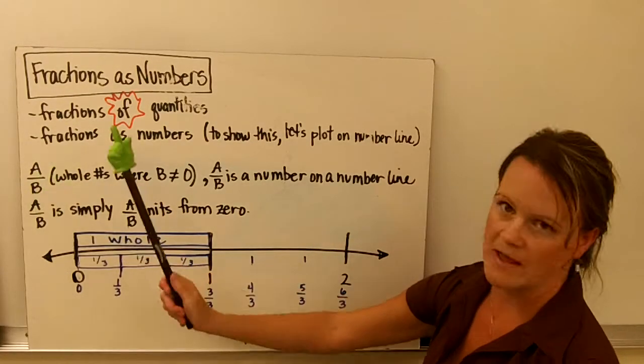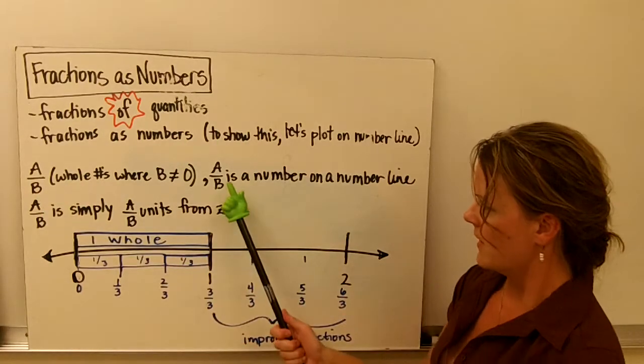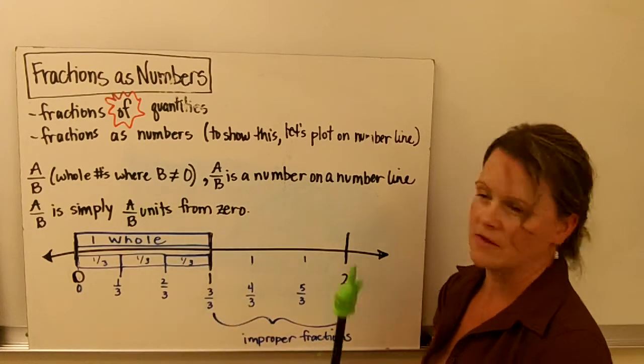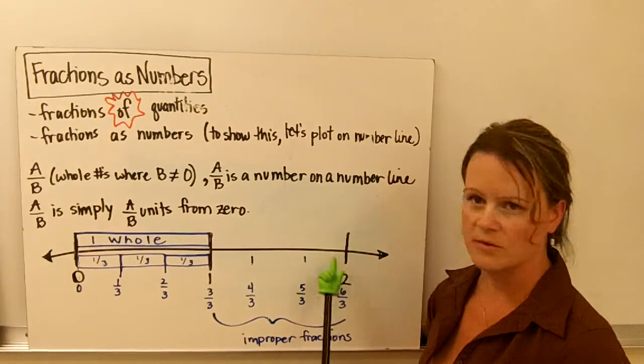So just think of a fraction a over b, where they're both whole numbers, and of course b cannot be equal to 0. A over b is just simply a number on a number line that is a over b units from 0. Just like any number on a number line is that many units away from 0, so is a fraction.